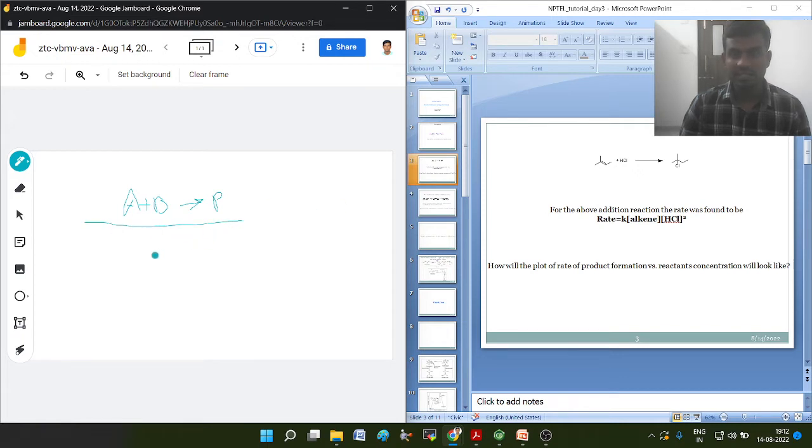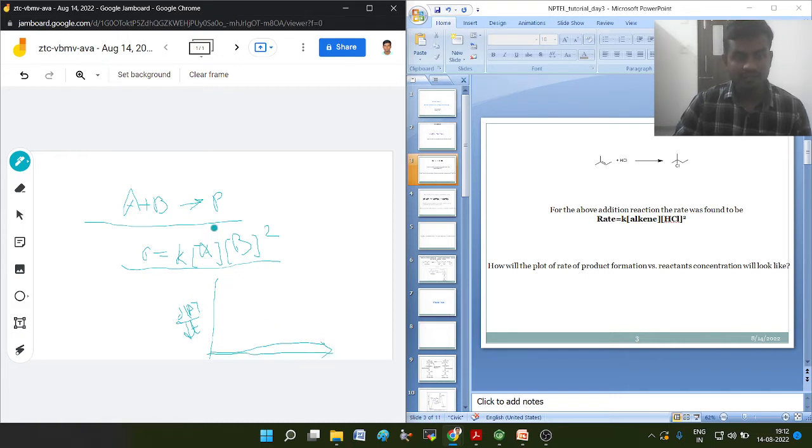So if I assume this reaction and the rate is given as R equals rate constant K, alkene which I have considered as A, and then HCl which is considered as B, so B concentration to the power 2. This is the experimental observation. So they have asked, so I will draw within a single plot x versus y two curves. So if I say this is the rate of product formation dP by dt, and then this will be the concentration term for each species.